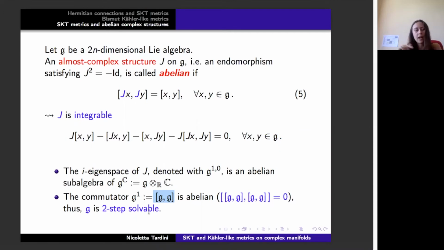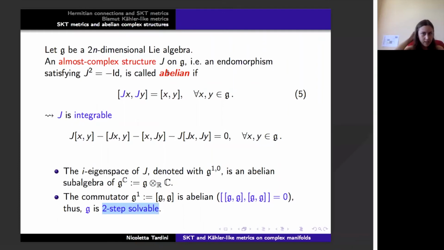Okay, so later we are going to see that under some assumption the Lie algebra will be nilpotent. The fact that G is two-step solvable doesn't mean a priori that the nilpotency step will be 2. If I remember correctly, Barberis and Dotti have these examples in any dimension of nilpotent Lie algebras with abelian complex structures. So in particular, the Lie algebras are two-step solvable, but the nilpotency step is arbitrarily large. It doesn't have to be 2.